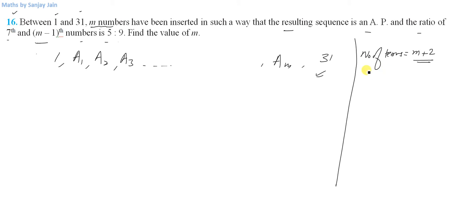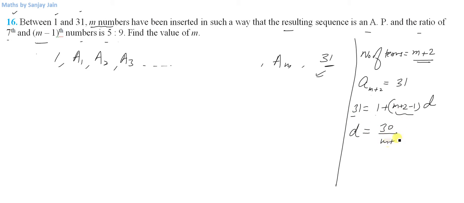Okay, and the first term is 1. The m plus 2th term is 31. So I can write 31 equals the first term plus m plus 2 minus 1 into the common difference d. So d will be equal to 31 minus 1, that is 30, divided by m plus 1. This will be my common difference. And the first term I already know is 1.